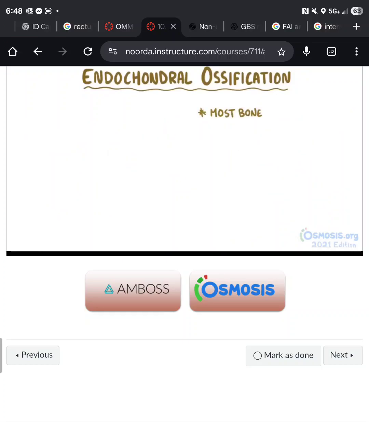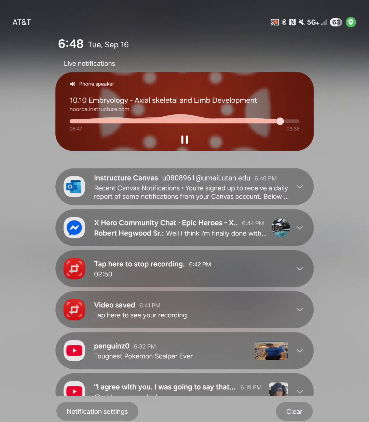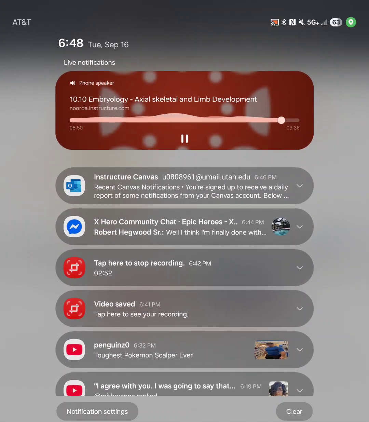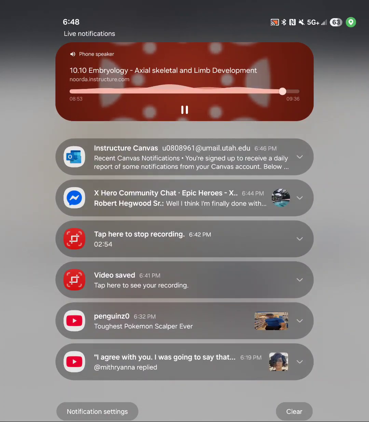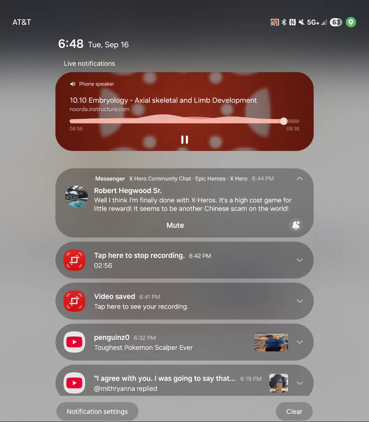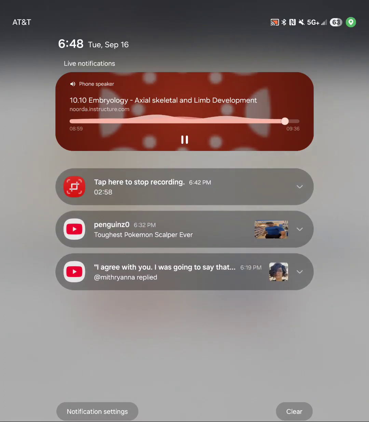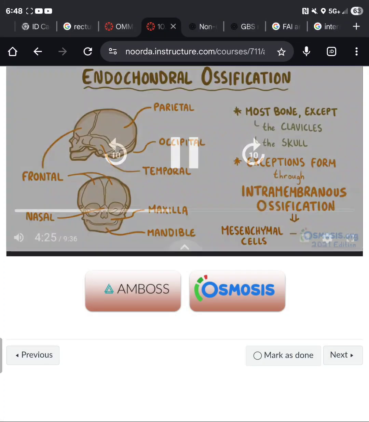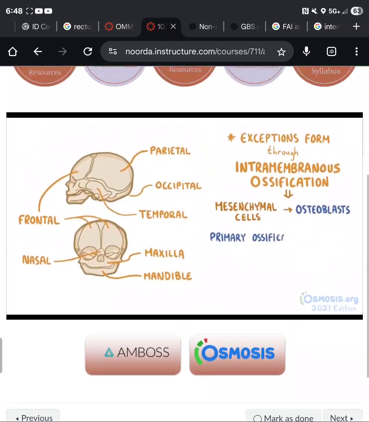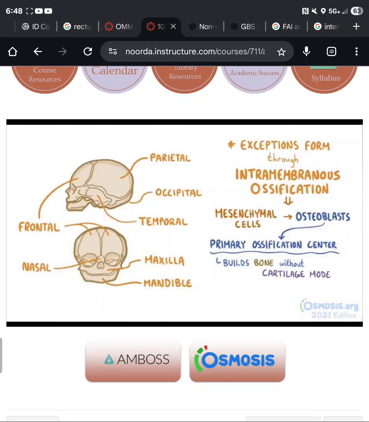Most of the bones in our body form through endochondral ossification, except for the clavicles and the bones in the skull like the parietal and frontal bones, as well as the maxilla, mandible, and nasal bones and parts of the temporal and occipital bones. These exceptions form through intramembranous ossification, which is when mesenchymal cells differentiate into osteoblast cells which create the primary ossification center and start building bone without any cartilage model. As before, blood vessels reach the center of the primary ossification center, which already has osteoblasts, and starts bringing nutrients.